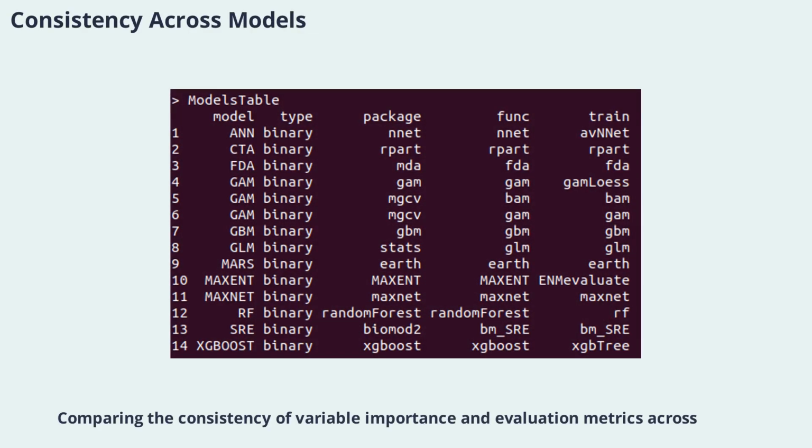Comparing the consistency of variable importance and evaluation metrics across different models and model types is essential for robust ecological inference. Visualization tools can highlight agreement or discrepancies between models, guiding further investigation. Consistent results across models increase confidence in the findings, while discrepancies may indicate areas for further research or model refinement. This step ensures that our conclusions are well supported and scientifically sound.